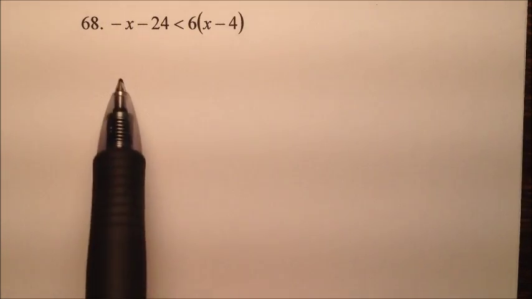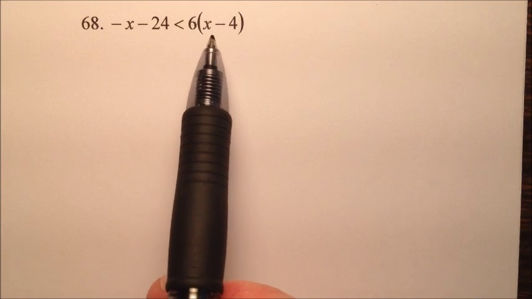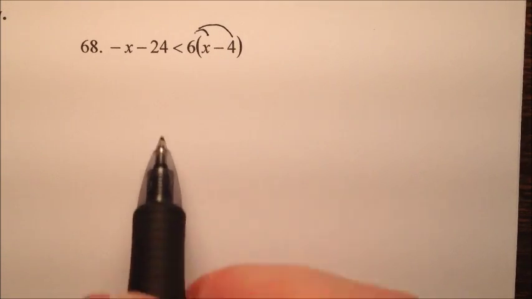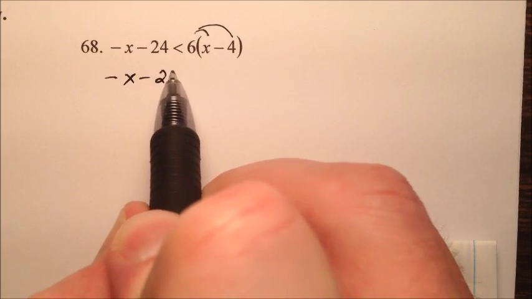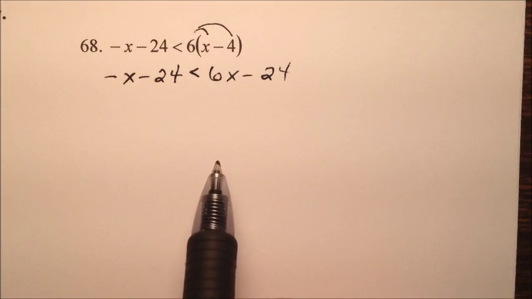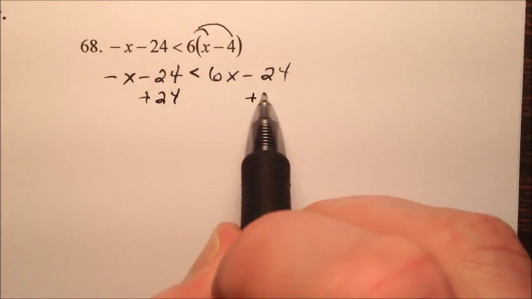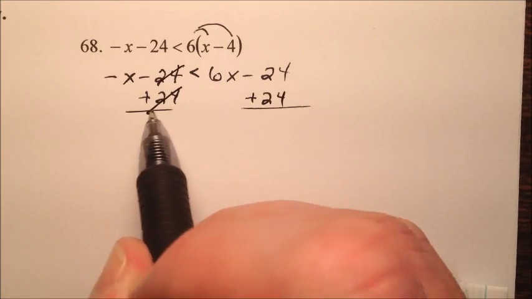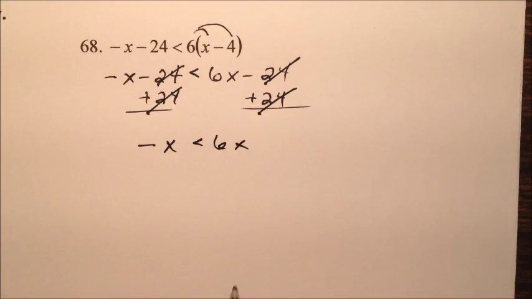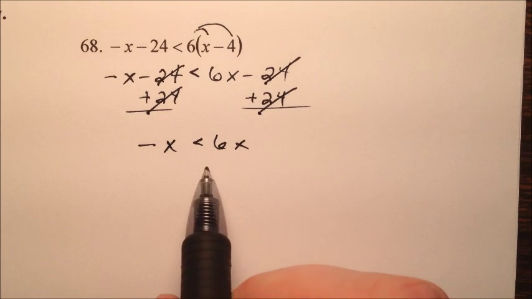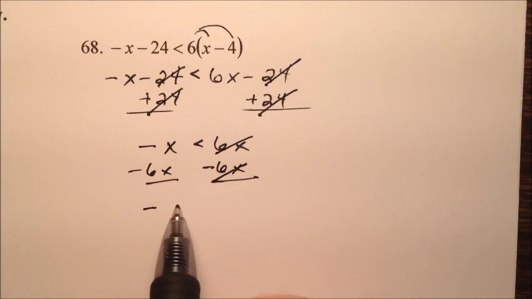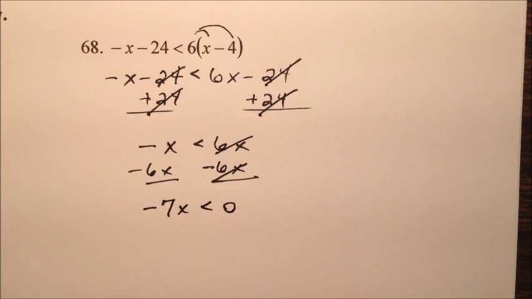In number 68, we have a negative x minus 24 is less than 6 times the quantity x minus 4. So we need to distribute that 6 through both of those. So it'll be negative x minus 24 is less than 6x minus 24. Okay, so let's go ahead and add 24 to both sides, and we'll notice something nice, that these cancel, but hey, those cancel too. So I've got negative x is less than 6x, but we need to get our variables together, so we're going to say negative 6x on both sides. We'll subtract the 6x. So we have negative 7x is less than 0.